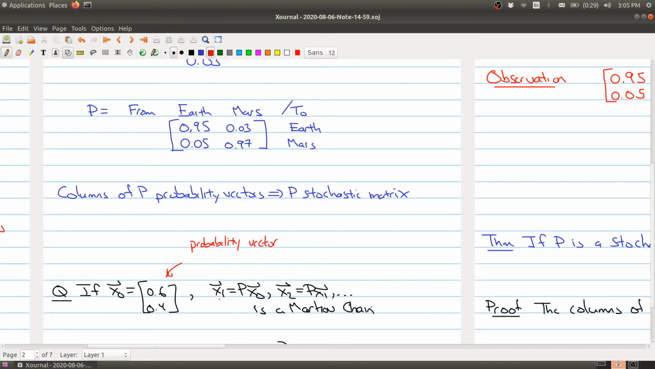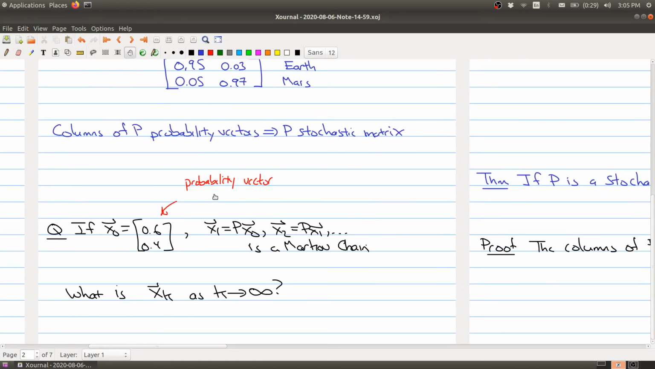Last time, in this dynamical system, x1 was how the population was distributed between the two planets after year 1, x2 was the distribution in year 2, and so on. That dynamical system is actually a Markov chain, because we start with a probability vector, and the matrix that transformed from one year to the next was a stochastic matrix. Last time we asked: if we're given the initial probability vector and a Markov chain, can we say anything about x_k as k goes to infinity?